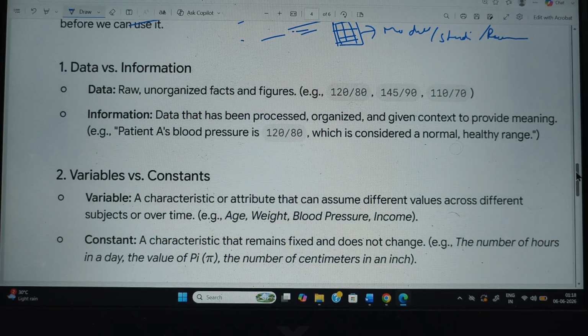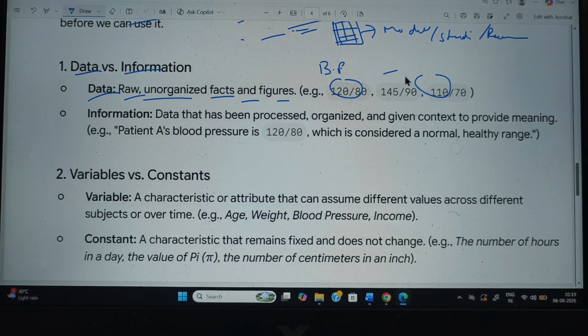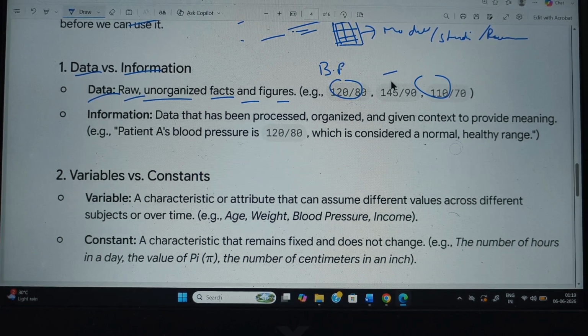Let me clarify what exactly data and information are. Data is nothing but raw, unorganized facts and figures. For example, it might be 120 by 80 when it comes to BP, or 145 by 90 when it comes to a score, or any other numerical data related to a study, a model that we discussed, or any research. This is what data is.